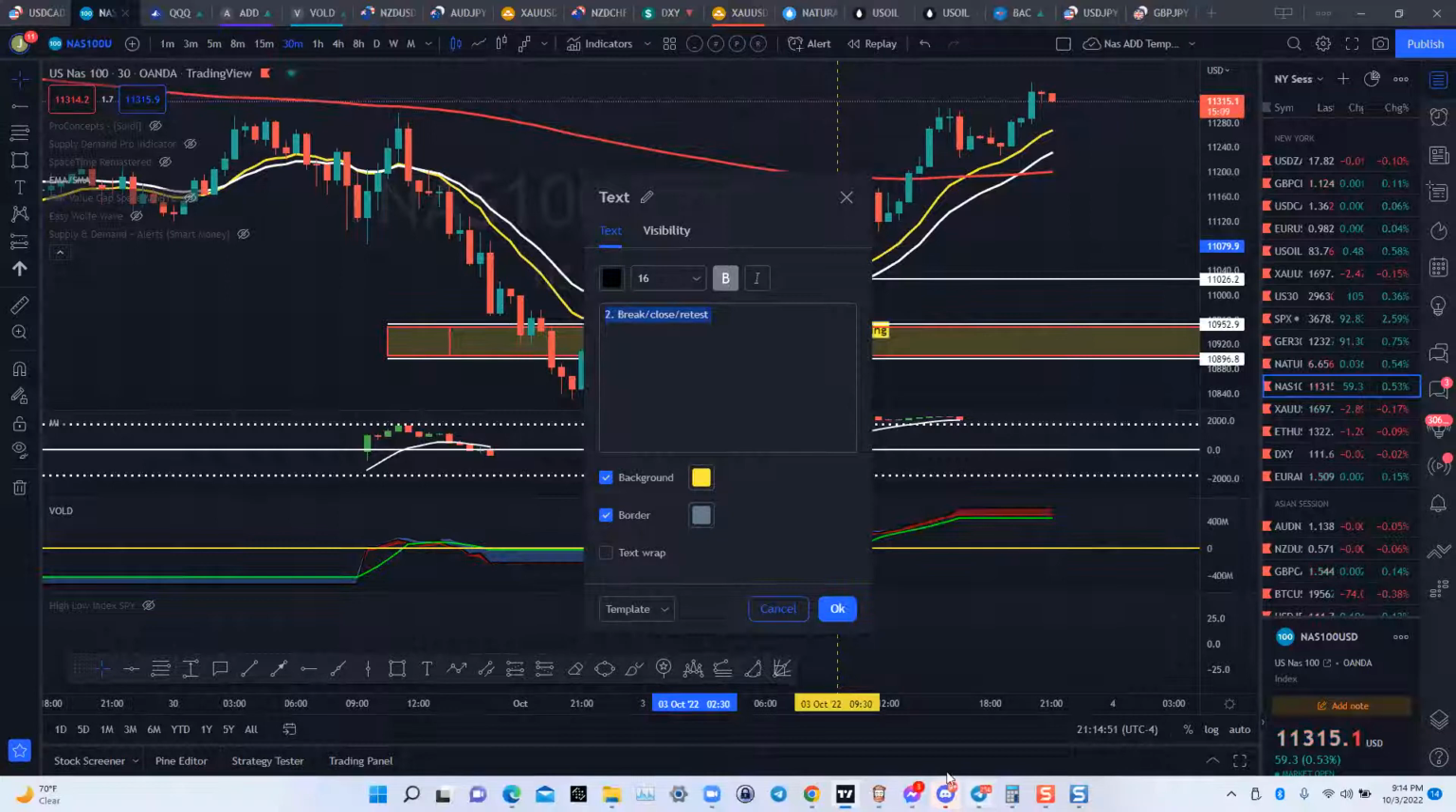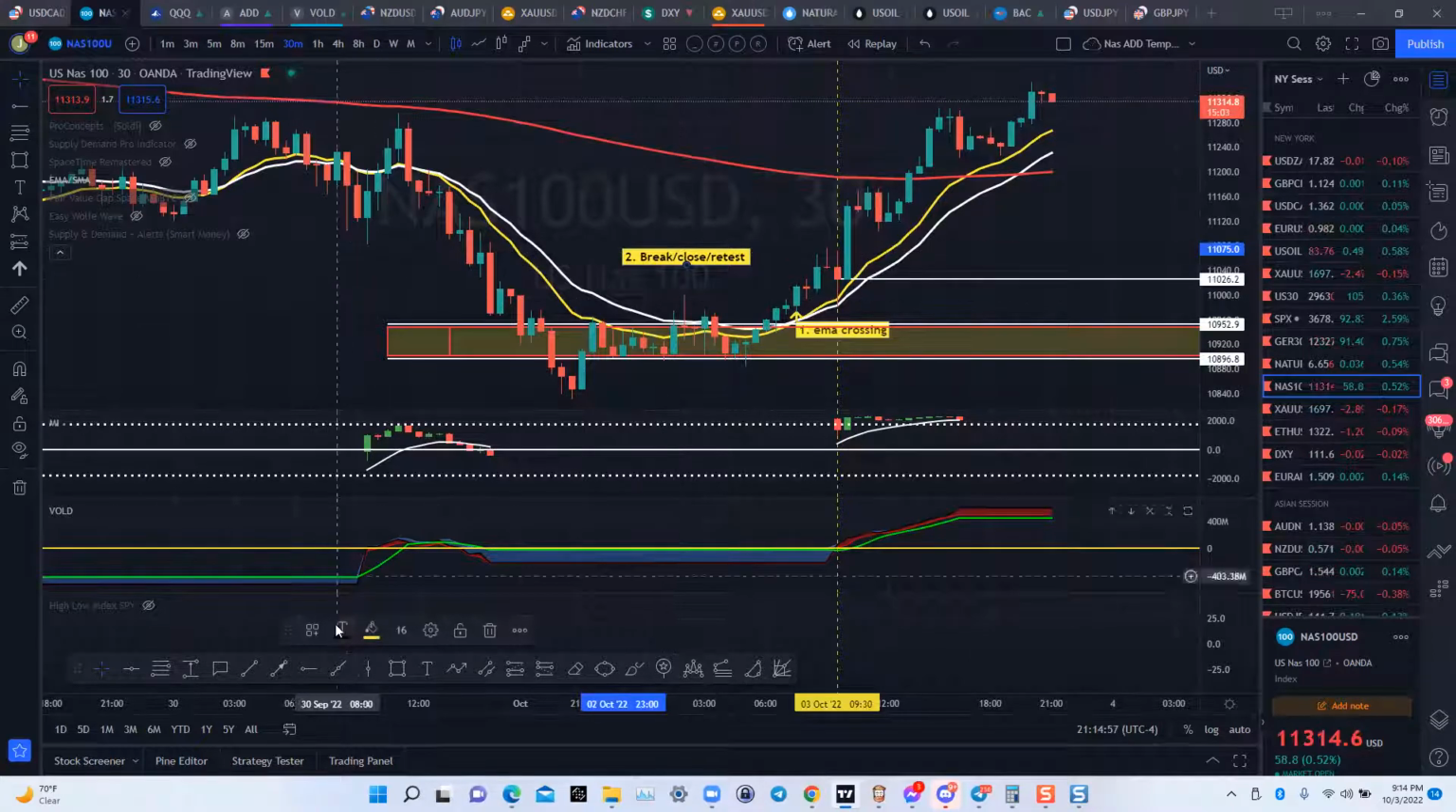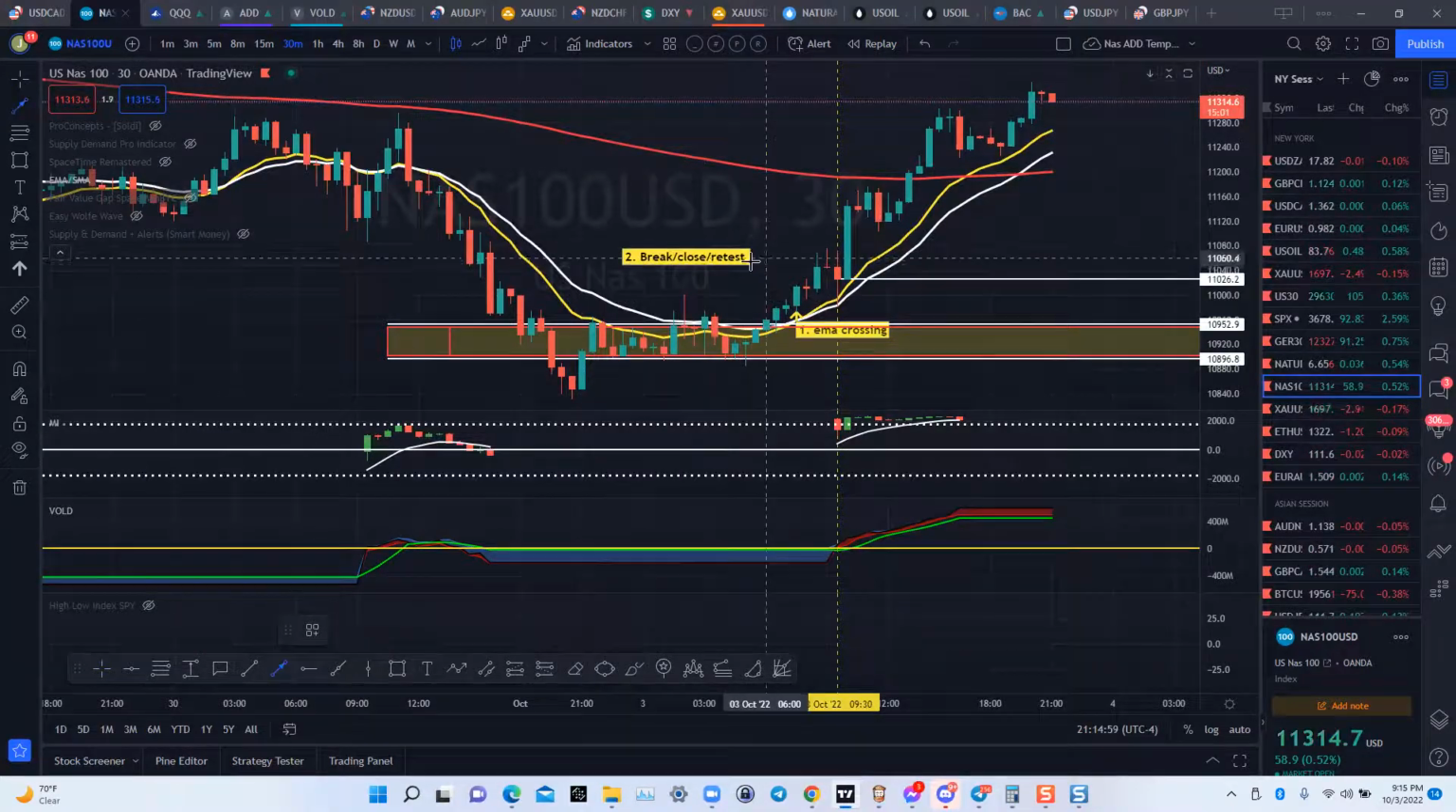I should pick it up. All right, so that's that, right? Okay, so where's that at? That's right here. That's a break, close, retest right here. They're right in here, because it broke this box and it retested and went up.